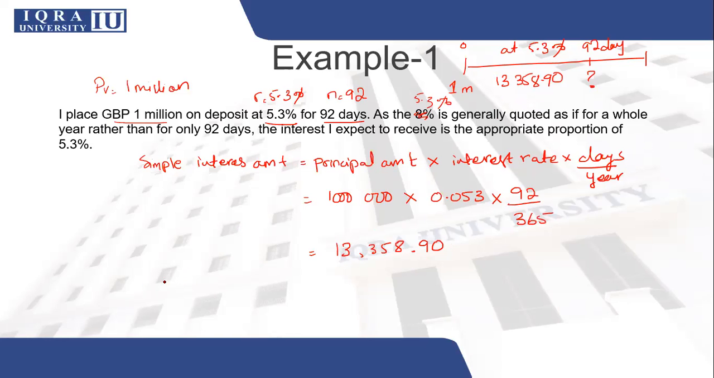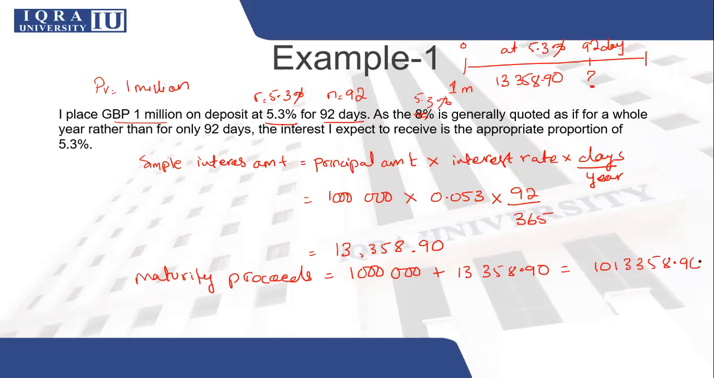Now you can get the maturity proceeds by adding the values. You got 1 million, and now you got an interest of 13,358.90 during these 92 days. So you got a total amount of 1,013,358.90. This is one way of doing it, and it's a bit longer. The other formula will give you this value directly, so you'll get the future value by using that one.